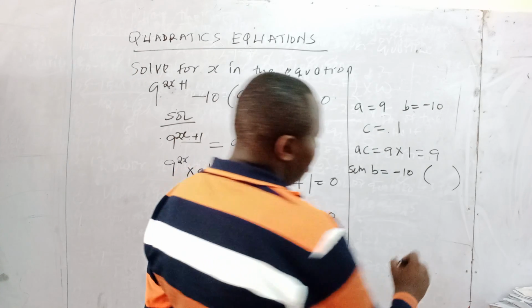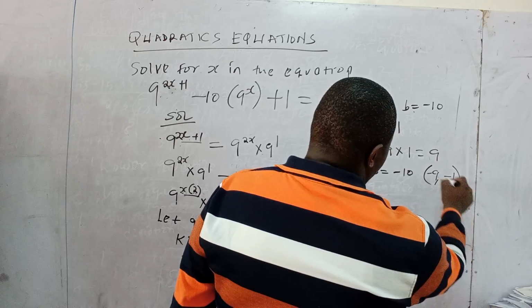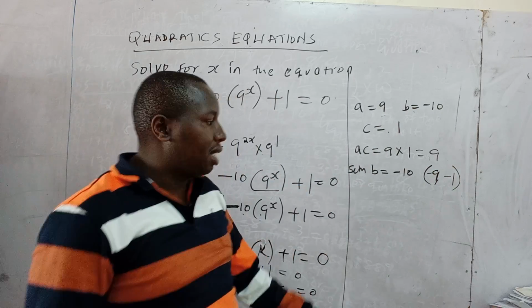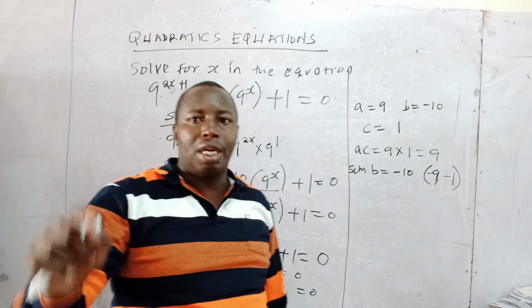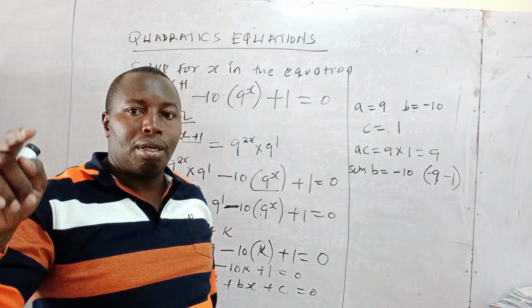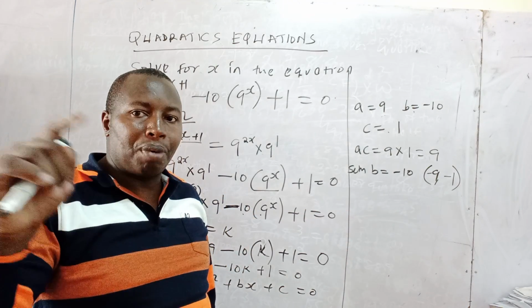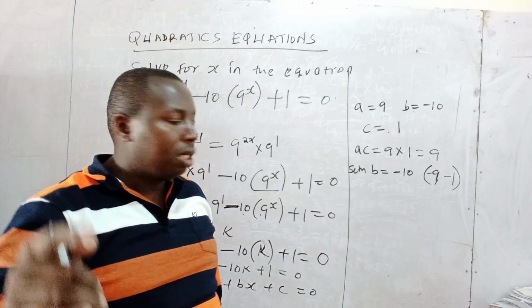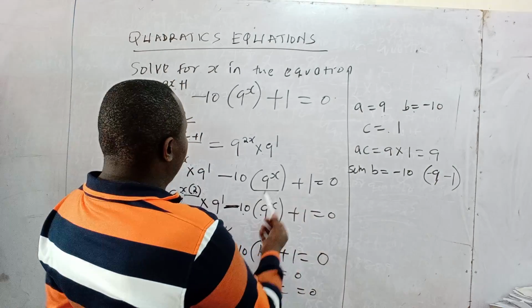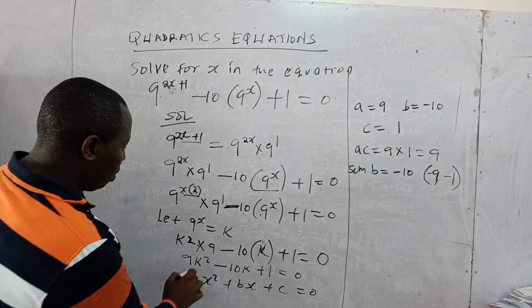So which are these two numbers? The numbers are minus 9 and minus 1. So minus 9 times minus 1, you get 9. And minus 9 plus minus 1, you get minus 10. So therefore, you come to this. Go back to your original equation now.